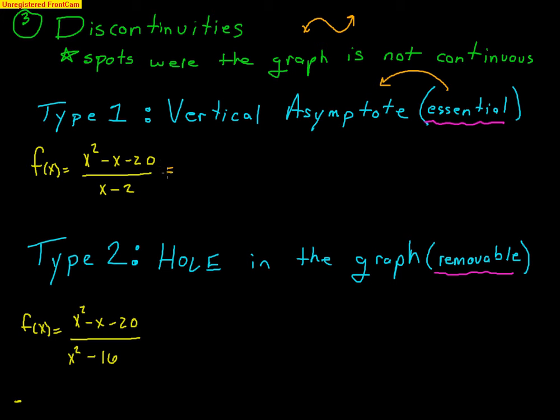Let me go ahead and show you with an example here. First, I'm going to go ahead and factor. It's always a smart idea to factor your numerator and your denominator. In fact, that's the first thing you should always do with any rational function. It makes the analysis of it a lot easier.